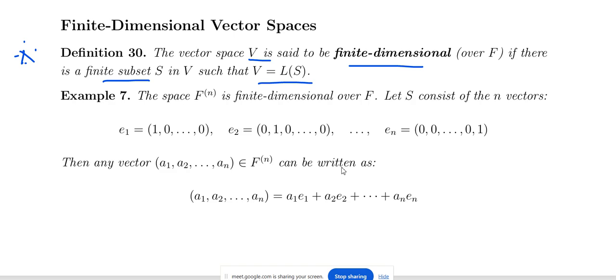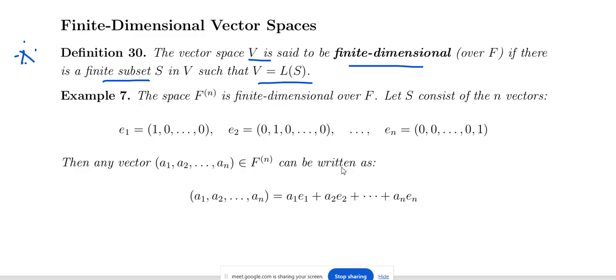The linear span of a finite subset of V is equal to V. If that holds, then V is called finite dimensional over the field F. For example, F power n is finite dimensional over F.